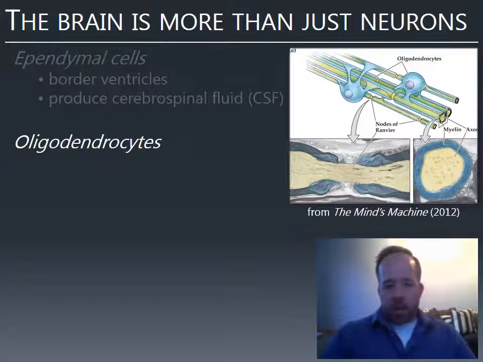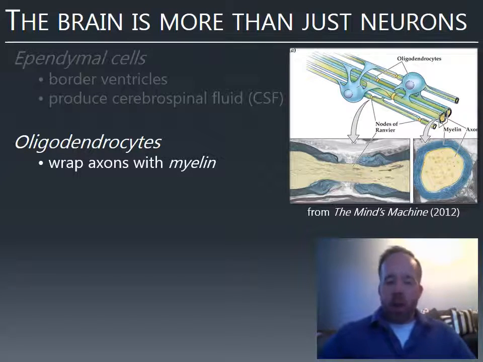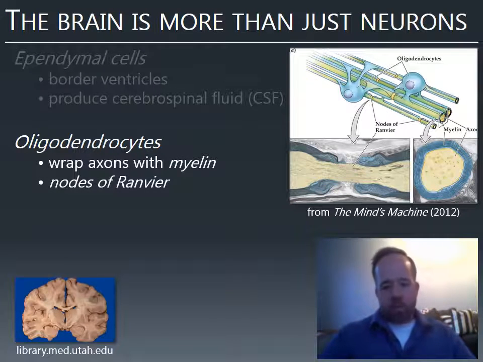One of the important kinds of glia are oligodendrocytes. And what these do is they wrap axons with myelin. And why myelin is important, we'll talk about at the end of this lecture. But myelin is a fatty substance that wraps around the axons and makes them more effective conductors. And the gaps between these little waxy bundles around axons are called nodes of Ranvier. Those will become important at the end of the lecture.